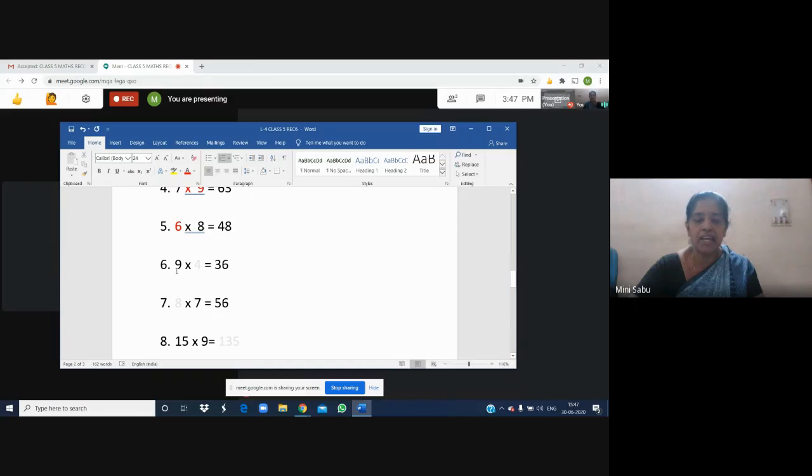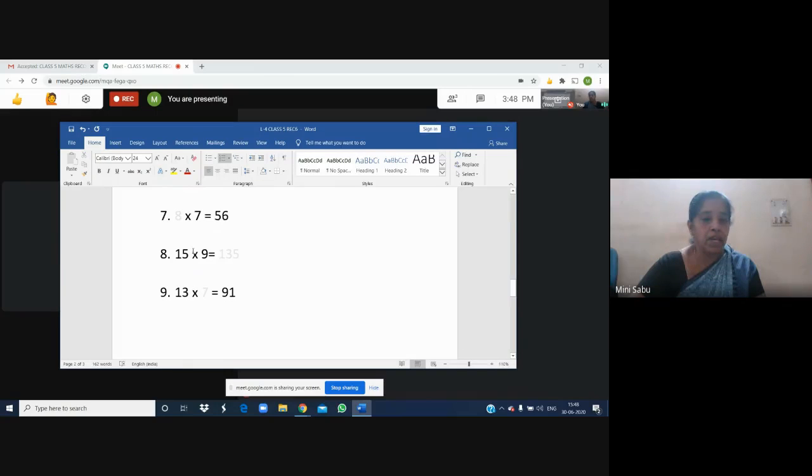9, 1 is 9, 9, 2s are 18, 9, 3s are 27, 9, 4s are 36. Okay. Now, here also, dash into 7 is equal to 56. What will be the number here? Tell me just dash into 7. 7 ones are 7, like that.